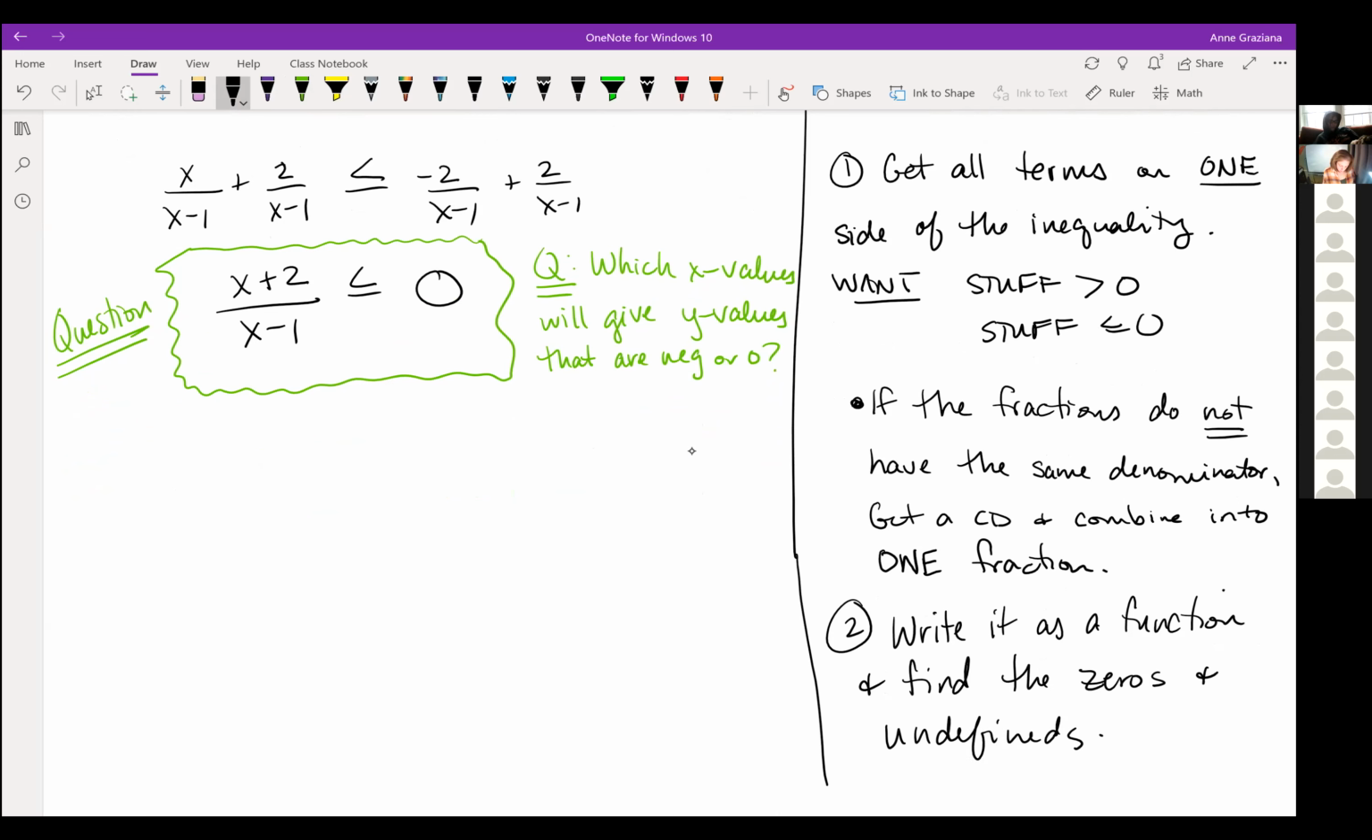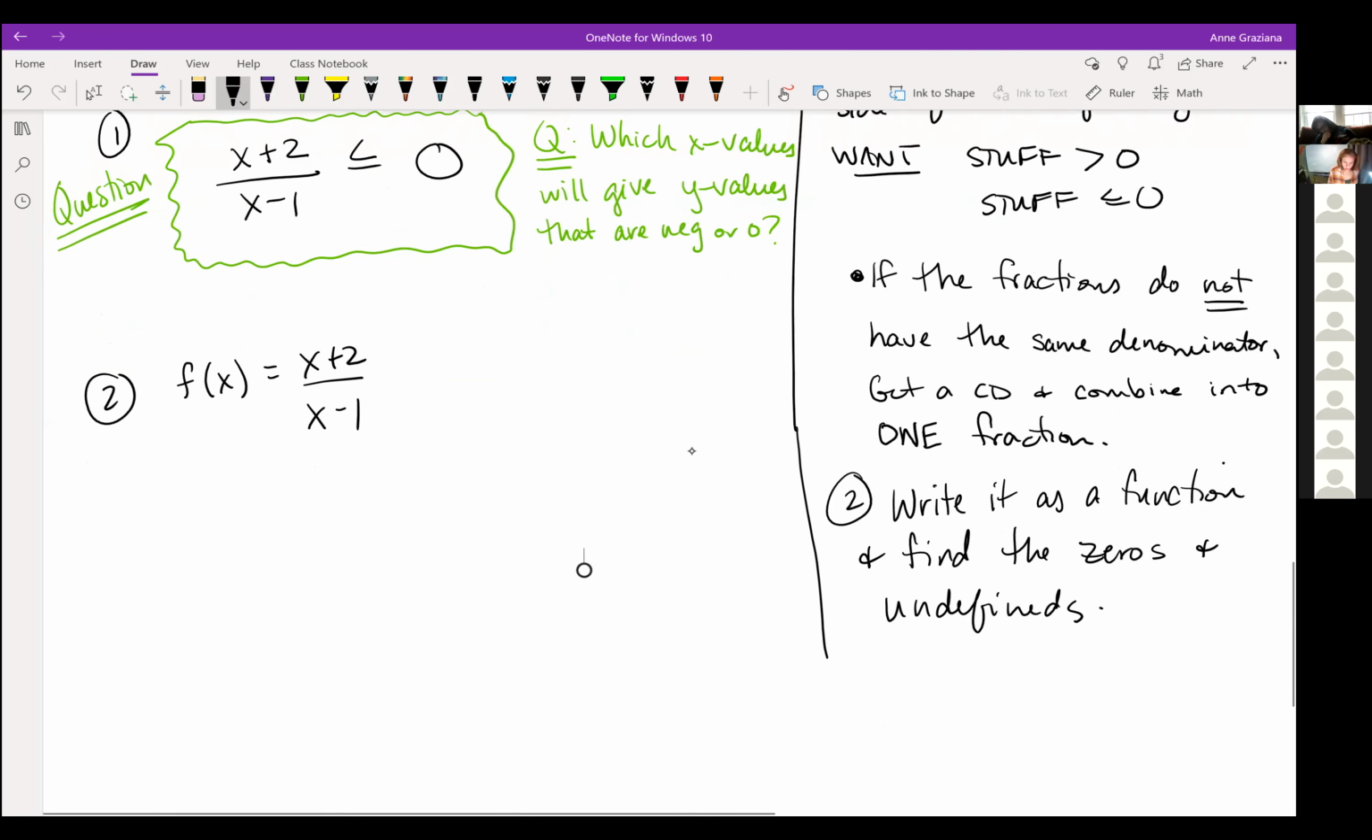Okay, so here's step 1. Step 2, I'm going to write this as f of x is x plus 2 over x minus 1. Because I basically cannot operate on that inequality. There's nothing I can do with it. So I'm going to write it as a function. So this is just a notation issue, but you can get zapped if you don't do this. You can make some pretty bad mathematical errors.